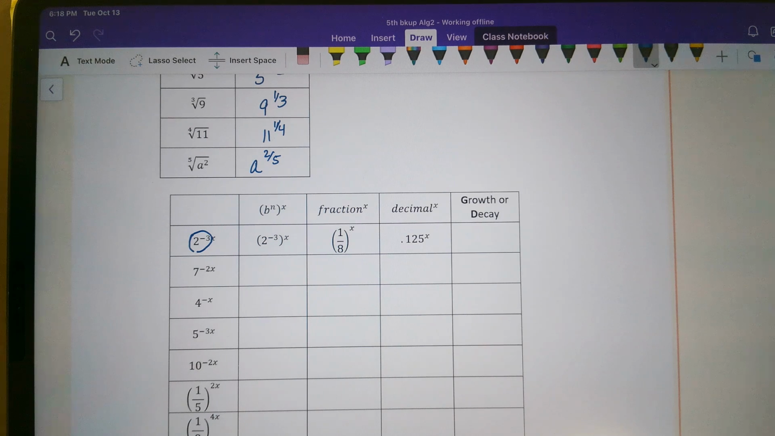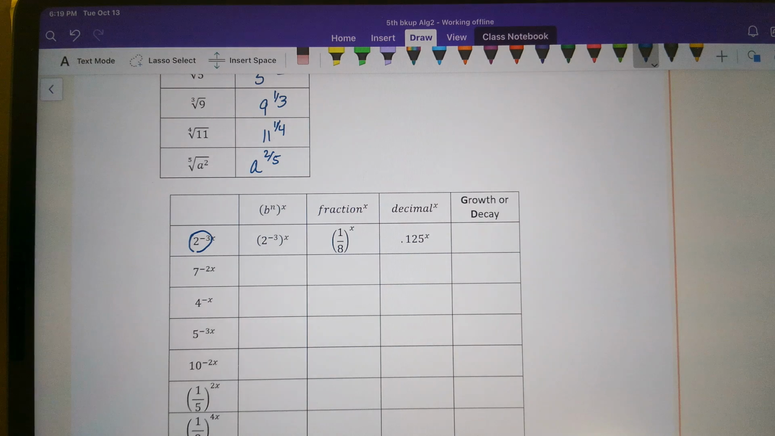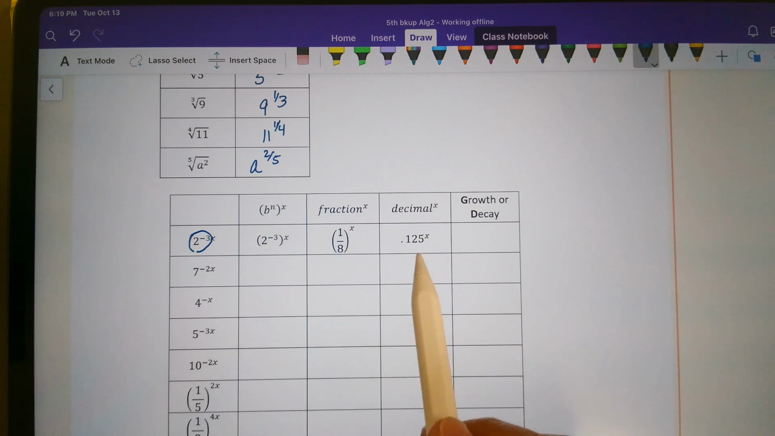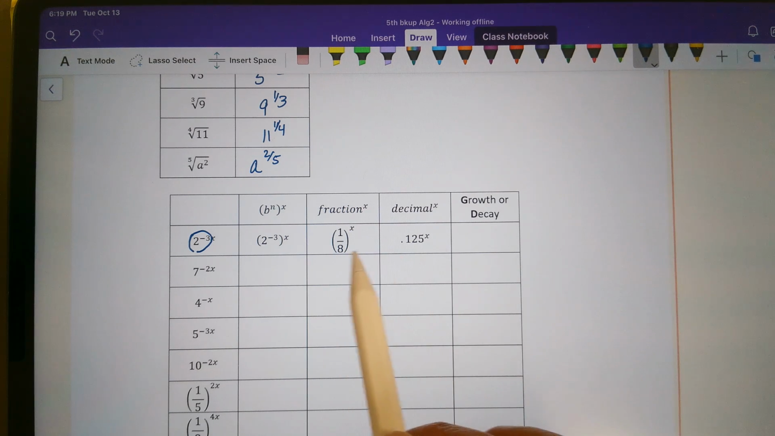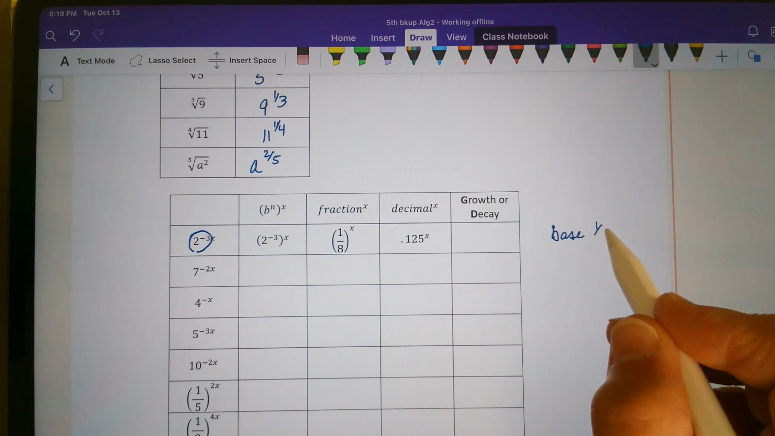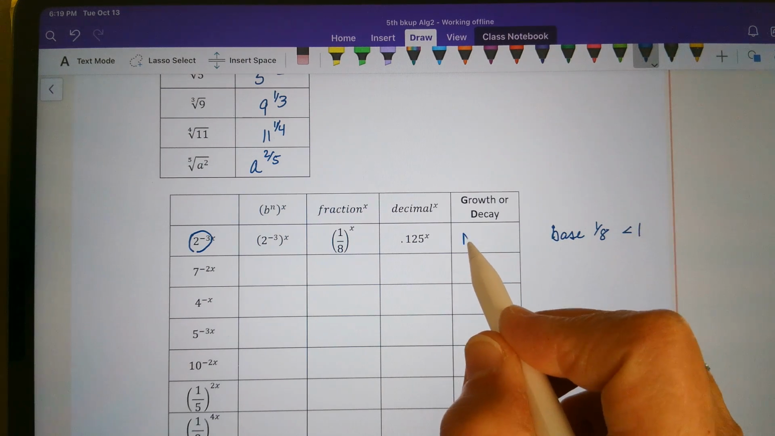And now this is where we will use a calculator. 1/8, 1 divided by 8 is equivalent to 0.125. Now that we have it written as a single base to the exponent x, is this growth or decay? Well, since the base 1/8 is less than 1, this is decay.